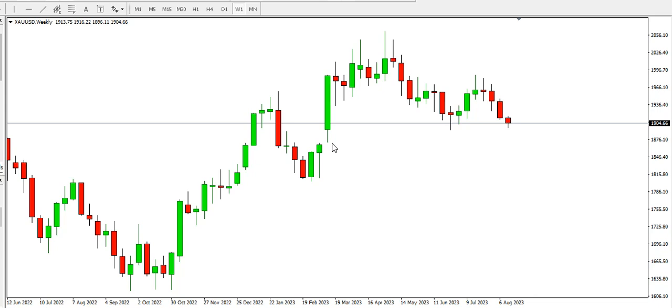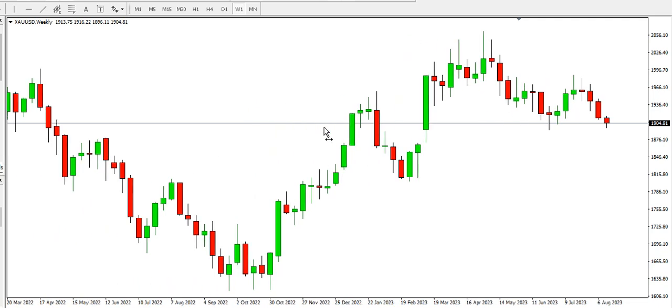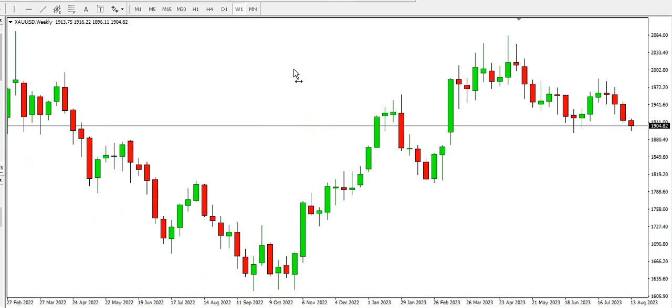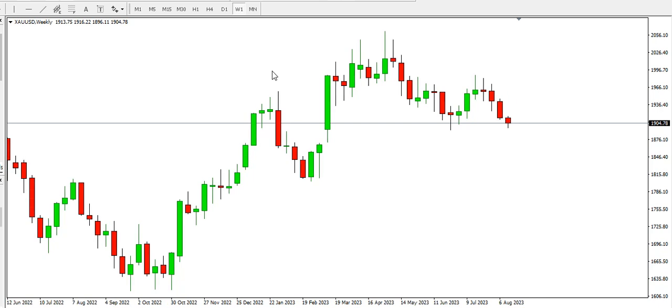Today we'll be looking at how we can trade gold, Euro USD, GBP USD, and USDJPY on the lower time frames. But before we check what is happening on the lower time frames, let's look at what has happened on the higher time frames. I will start with gold on the weekly time frame.